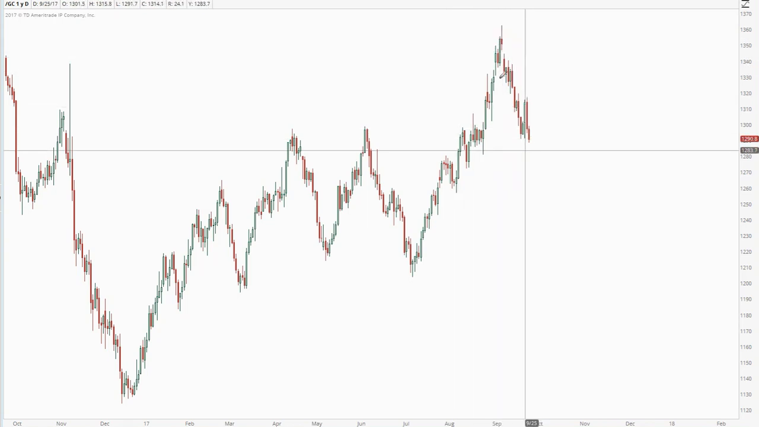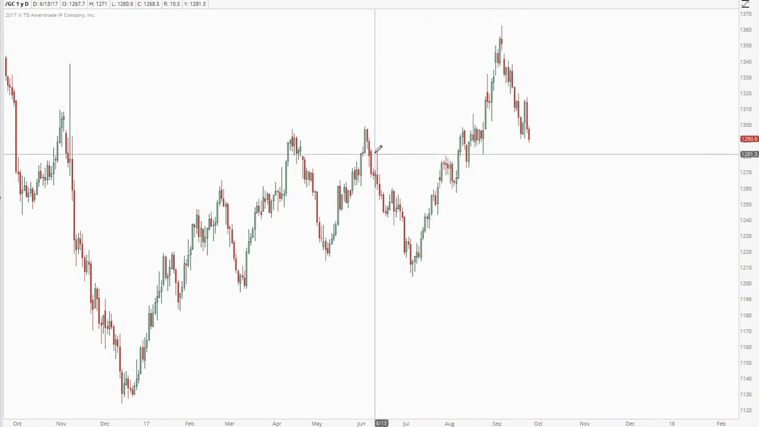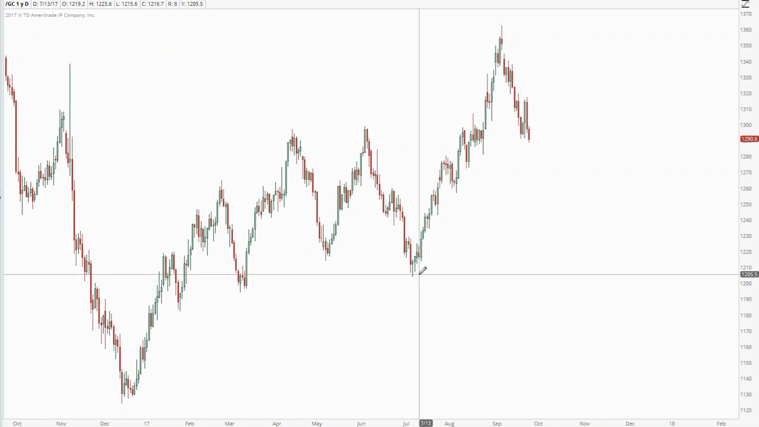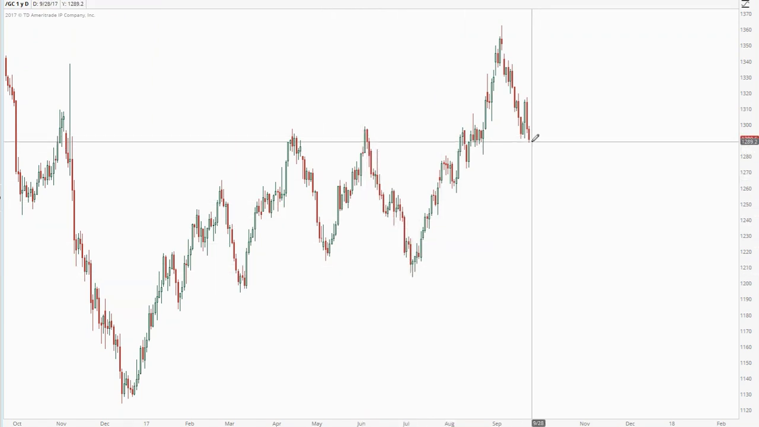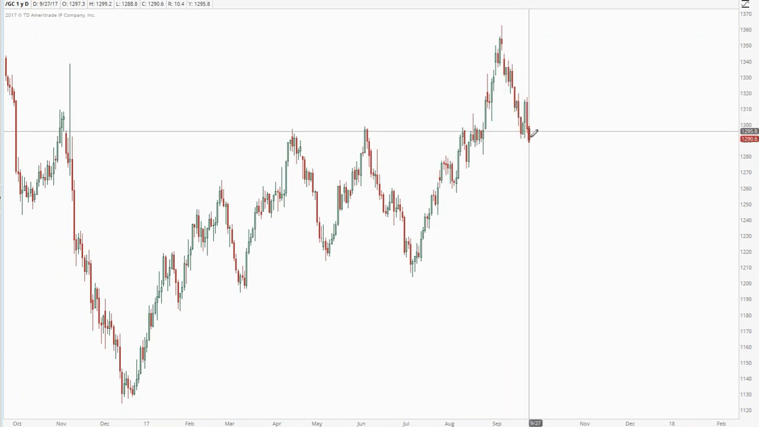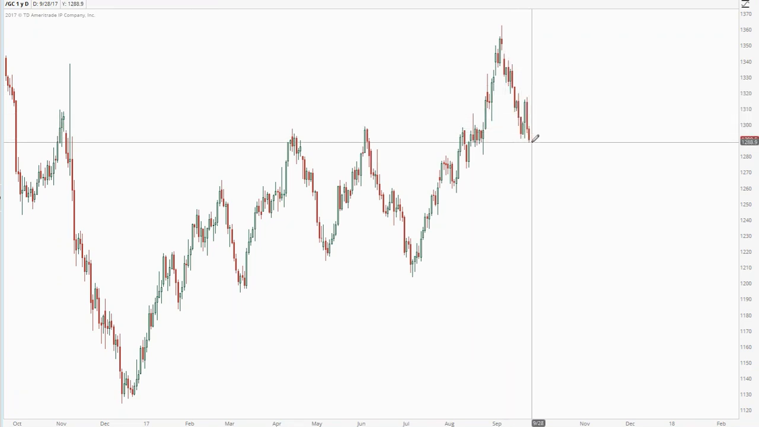Just view this right now as the same thing that happened here when gold was moving down into that intermediate cycle low. View this the same way. This is probably an intermediate cycle decline, and it's probably not going to finish until the euro finds a final intermediate cycle low, the yen finds a final intermediate cycle low, and the dollar finds a final intermediate cycle top.